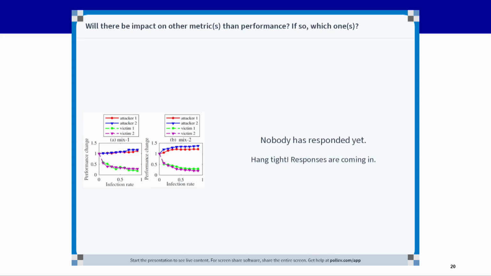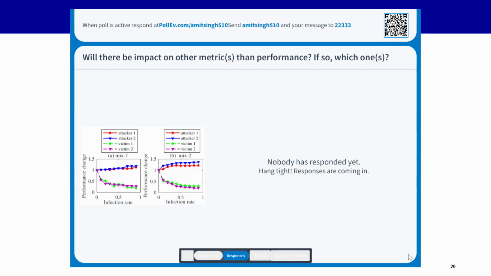Okay, now I have a question. Will there be impact on other metrics than performance? So PC performance, it reduces, typically for the victim applications or victim cores. Can you think of any other metric that will also be impacted? It might increase in value with the hardware trojans, or it can reduce.